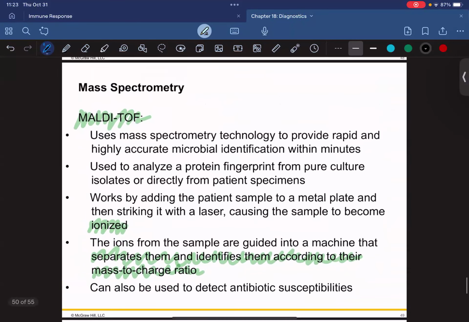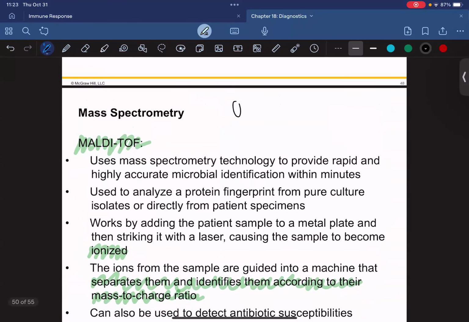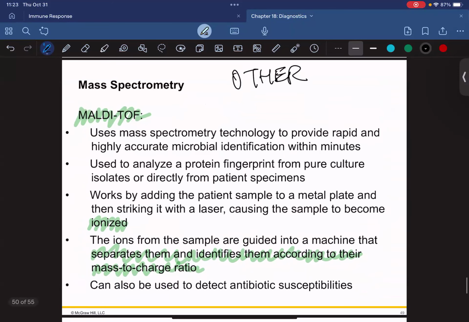Yes, other ones, these are in our other category now. We're starting to get into that gray area. Mass spec, and we're almost done.